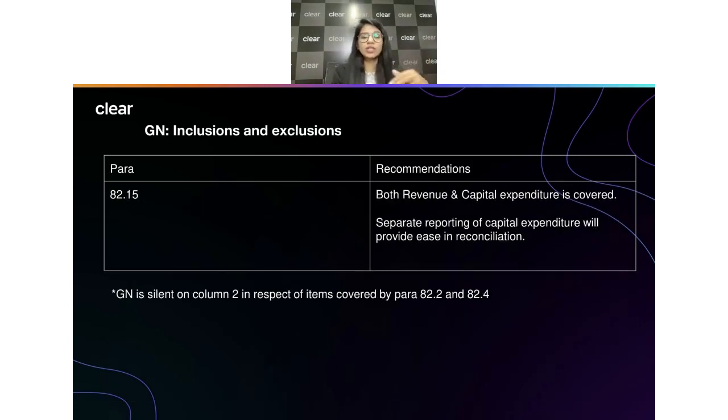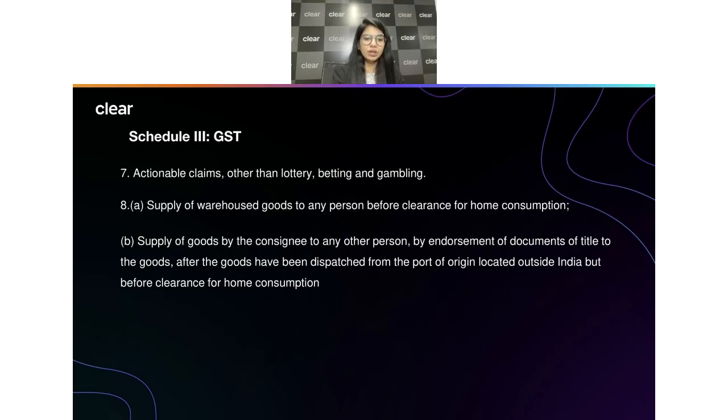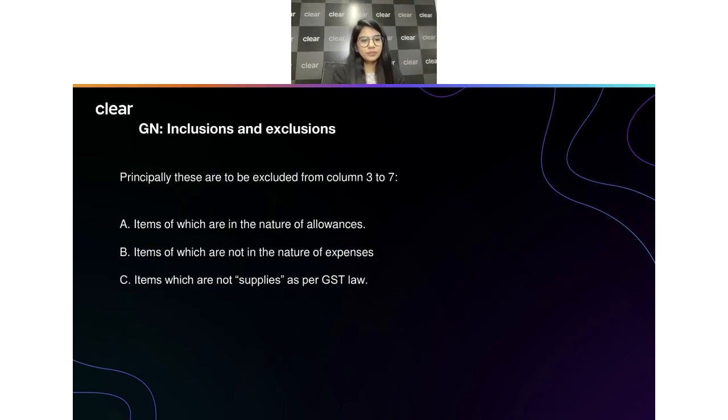Then the next part was whether the capital expenditure will also form part of this. The answer is yes, even if it's not forming part of my PL account, which is the debit side of my PL account. But since this is my expenditure, I should report that information over here. So here, when we look into, for example, Schedule 3, even the supply of goods from a place in non-taxable territory, which is nothing but my high seas sales, is again part of Schedule 3. So you can choose whether you want to add that or you don't want to add that.